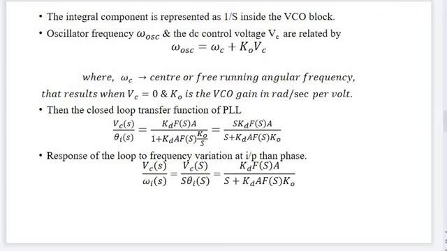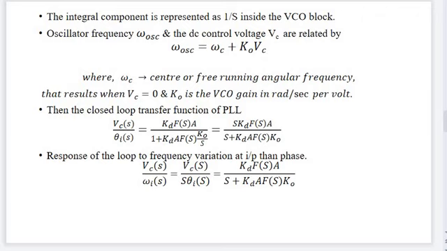The closed loop transfer function of the PLL is Vc(s) divided by θI(s), which is equal to Kd·F(s)·A divided by 1 plus Kd·A·F(s)·K0/s. Simplify this: s·Kd·F(s)·A divided by s plus Kd·A·F(s)·K0.